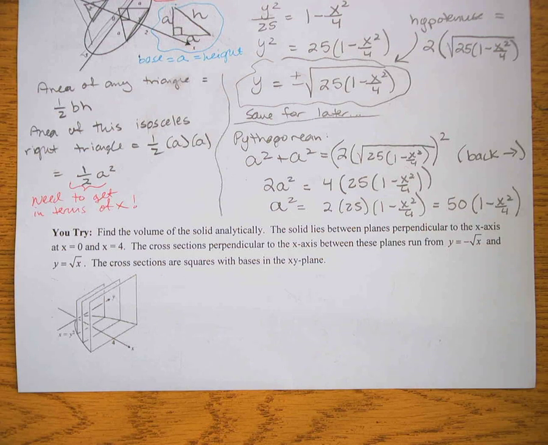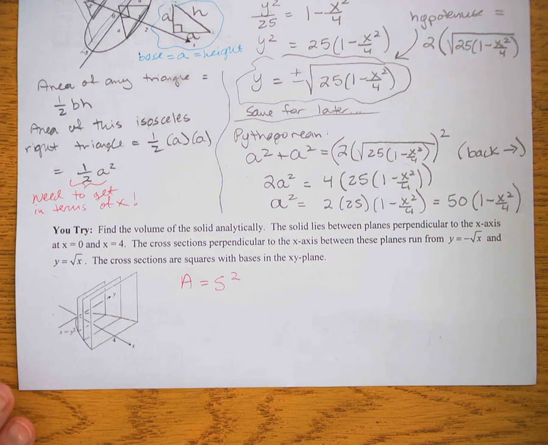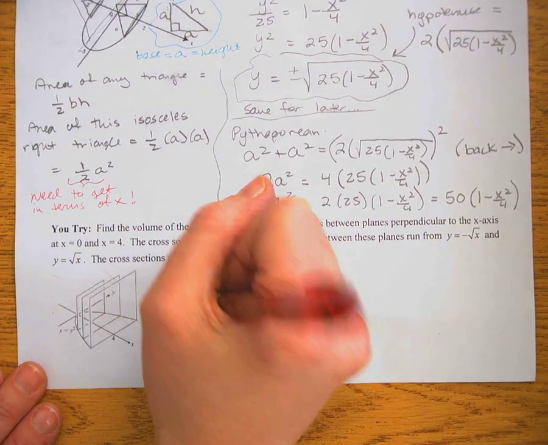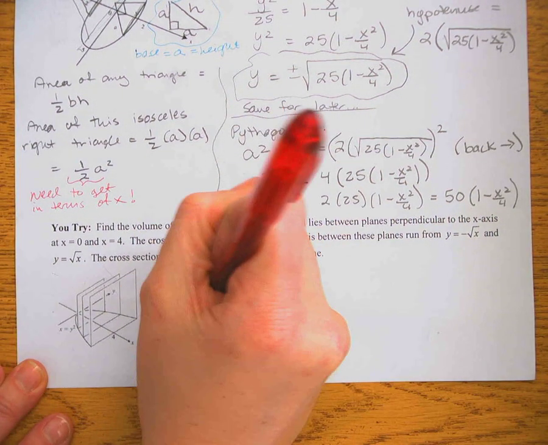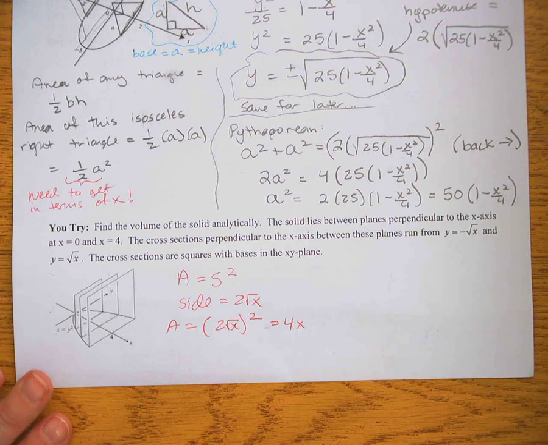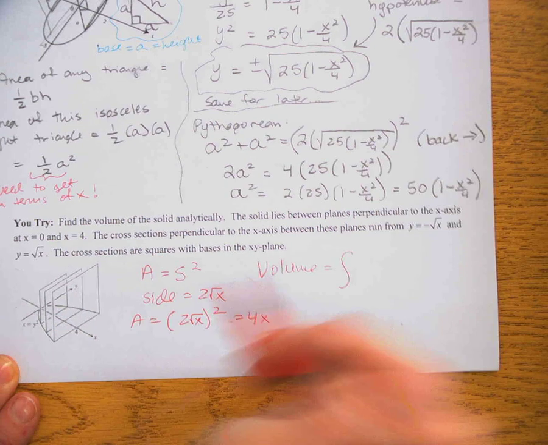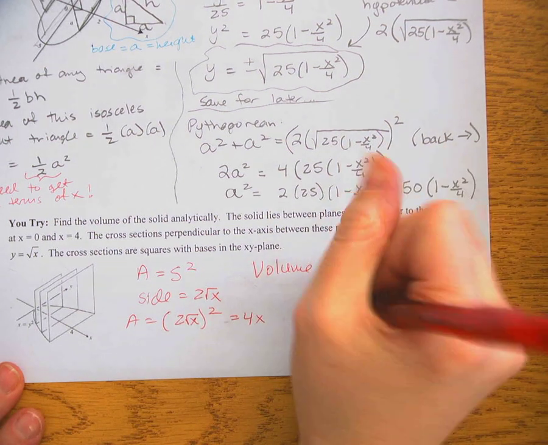Okay, hopefully you took a minute to try this on your own. I'll go ahead and sum up with you. Basically, the area of each square is side squared, and half the side of each square is the square root of x. So each side would be 2 square roots of x. So the area is basically 2 square roots of x squared, or 4x. So the volume would be the sum from 0 to 4 of 4x dx, and that ends up equaling 32.